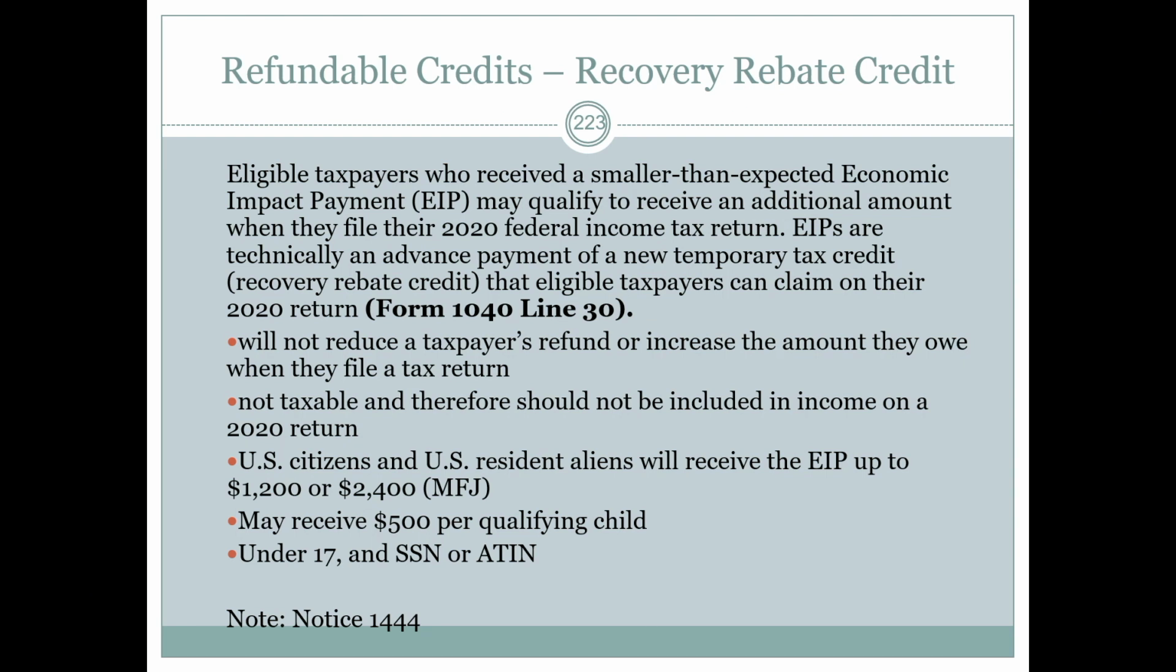The EIPs are technically an advance payment of a new temporary tax credit, now referred to as the recovery rebate credit, that eligible taxpayers can claim on their 2020 return, Form 1040, Line 30. Under the basic information section in TaxSlayer, there is a drop-down box that addresses this, and you would need to click on that icon so that you could enter the correct information.